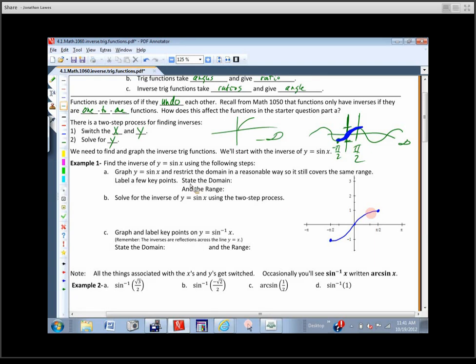Then it says label a few key points. Now, we want to label, let's do these three. So this point right here is pi halves comma 1. This point right here, I'm not going to write it, but it's the 0, 0. Everybody knows it's the origin. And then this point right here is negative pi halves, comma, negative 1.